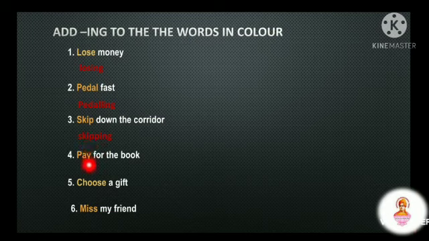See, paying, you no need to change it. Okay, you can add ing as it is. Now choose, it ends with E, so we are removing this E and adding ing, choosing. Then missing, already there is a double letter, no need to change any of the letters, so you can add ing as it is.